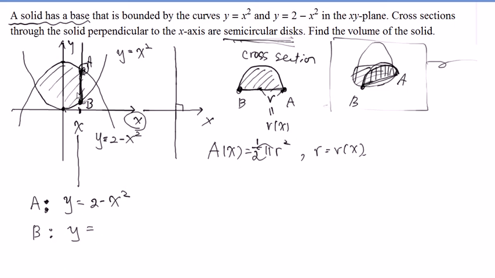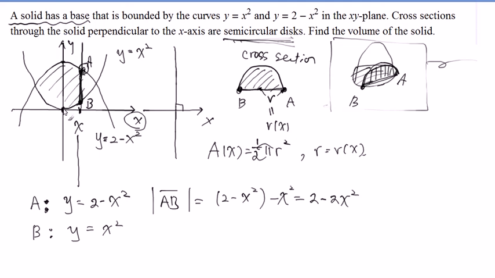Y-coordinate is B, there's x squared, right? So in this entire picture, A, the 2 minus x squared, is always above the other, right? So you know the correct order. What is the distance from A to B, using the usual standard notation? It's 2 minus x squared, minus x squared, so altogether 2 minus 2x squared is the distance here.